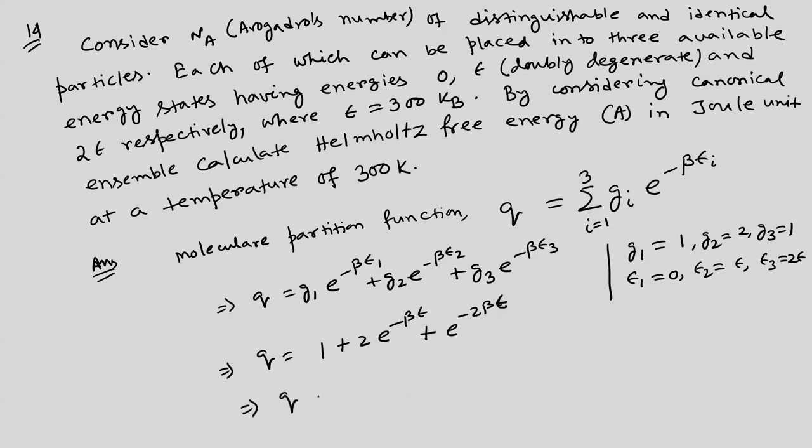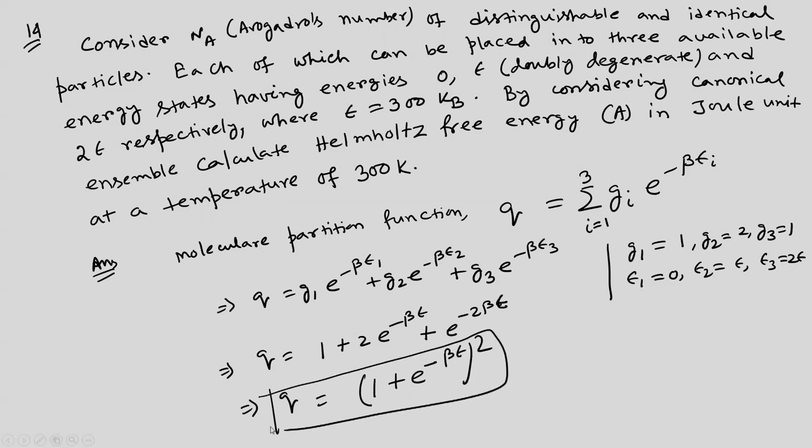So it gives us Q is 1 plus e to the minus beta epsilon to the 2. So this is the partition function, or partition function of a single particle. Now we can further simplify Q.